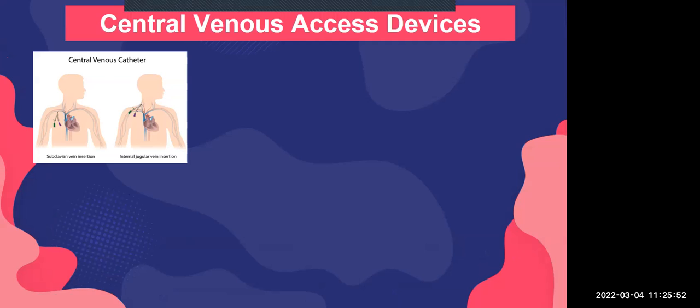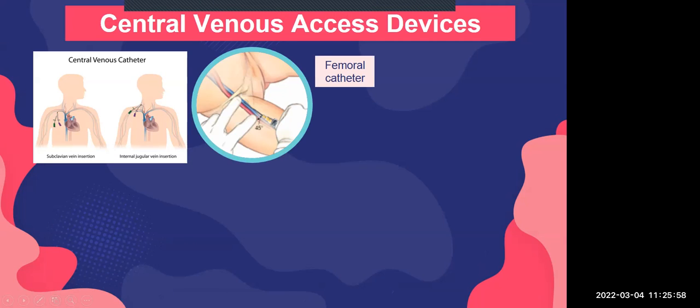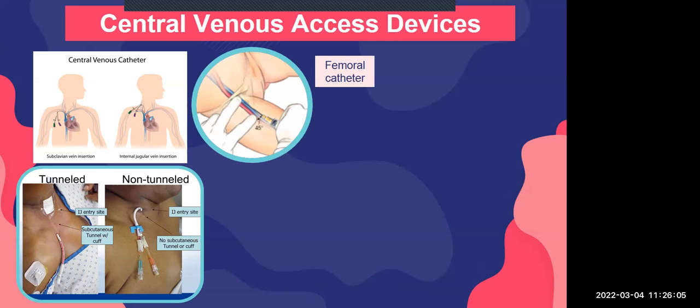So this access device includes the central venous catheter that can be inserted at either the subclavian vein, the internal jugular vein, or the femoral vein. And there are two types of central venous catheter, which are tunneled and non-tunneled. The tunneled central venous catheter is placed under the skin and is meant to be used for a longer duration of time. The non-tunneled catheter is designed to be a temporary one and may be put into a large vein near the neck, the chest, or the groin.